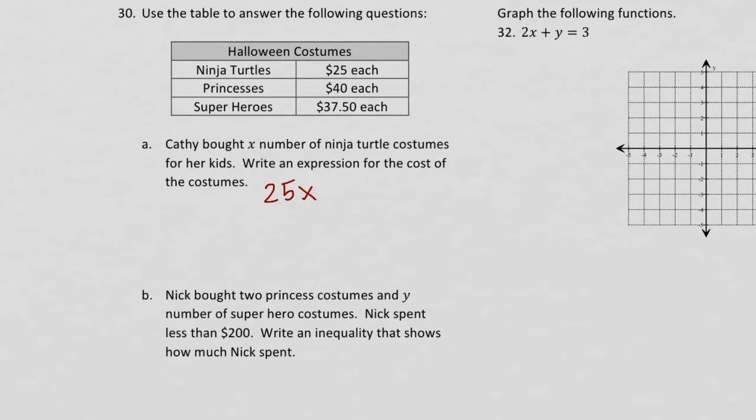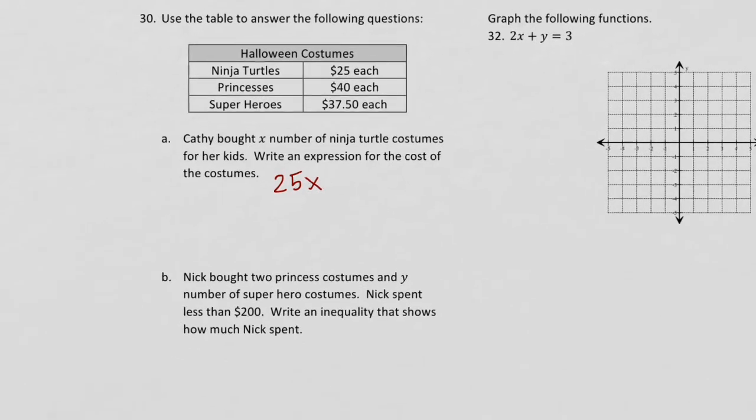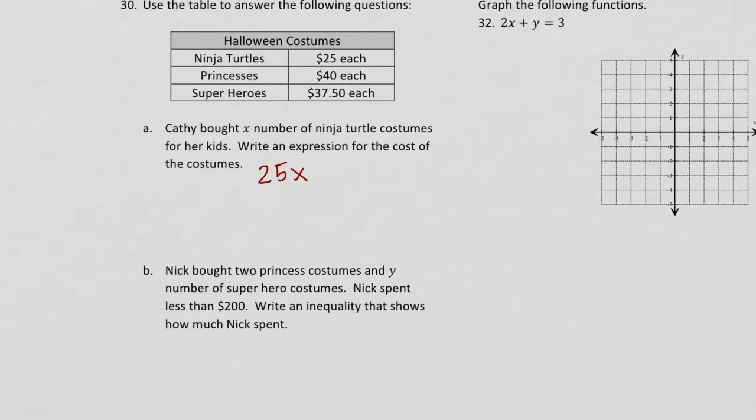Part B says, Nick bought 2 princess costumes and Y number of superhero costumes. Nick spent less than $200. Write an inequality that shows how much Nick spent. So he bought, let's break this down, 2 princess costumes. So 2, and each one of them is $40, so 2 times 40. That's the first thing we're going to write, 2 times 40.